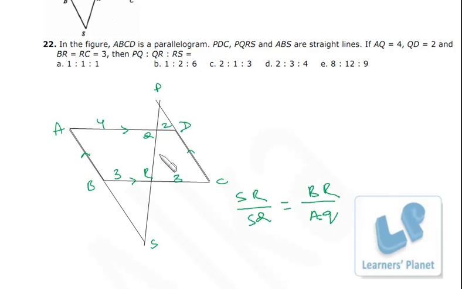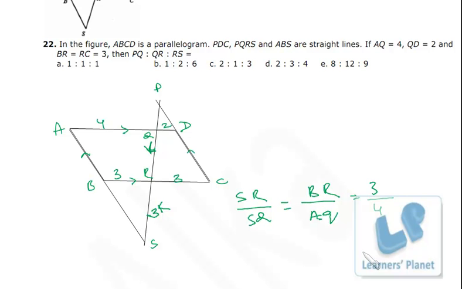Now BR is 3, AQ is 4. So SR and SQ will be in the same ratio, that is 3:4. The ratio will be the same, but we cannot say that the values will also be 3 and 4. So I assume SR to be 3K and SQ to be 4K. So SQ is 4K, SR is 3K, that means RQ is K. Okay.